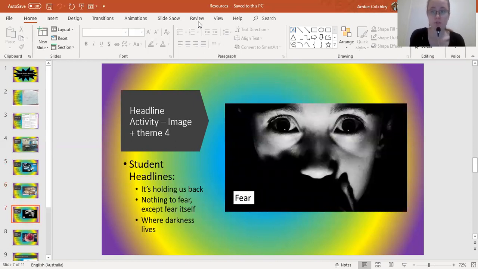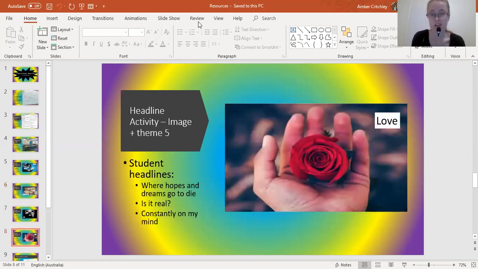For the image and theme of fear, students came up with headlines such as It's Holding Us Back, Nothing to Fear Except Fear Itself, and Where Darkness Lives. And lastly, for the theme and image of love, students came up with headlines such as Where Hopes and Dreams Go to Die, Is It Real, and Constantly on My Mind. These examples are all attention-grabbing and leave the audience wanting to read on and find out what the article is about, which is what a headline is supposed to do.